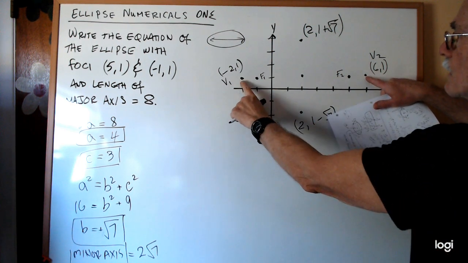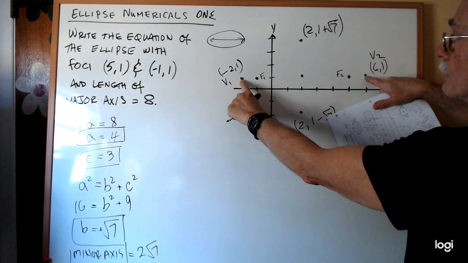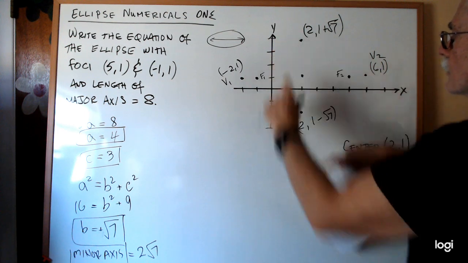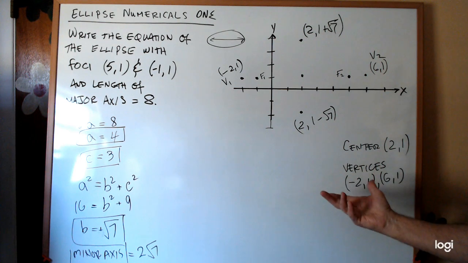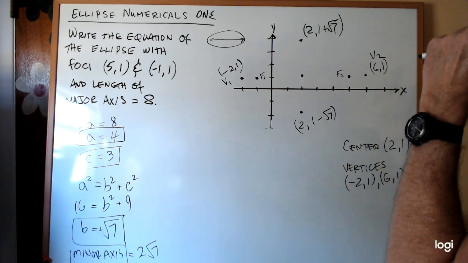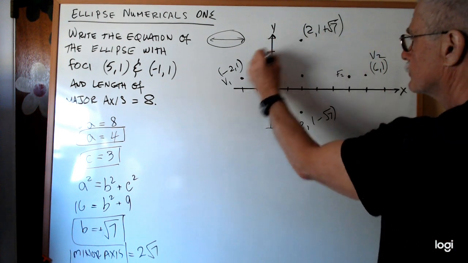These are the endpoints of our major axis, called the vertices, and these 2 points are the endpoints of the minor axis. Okay, now I'm going to try and sketch this out.